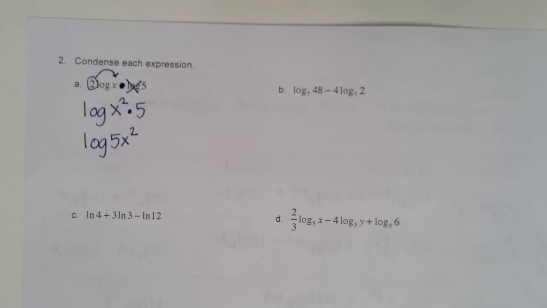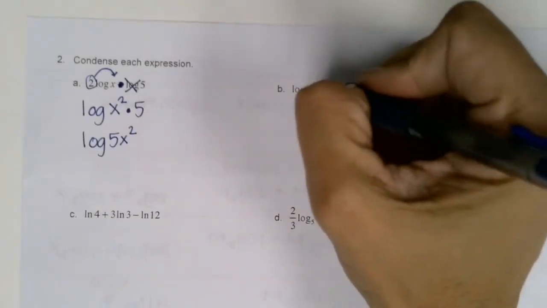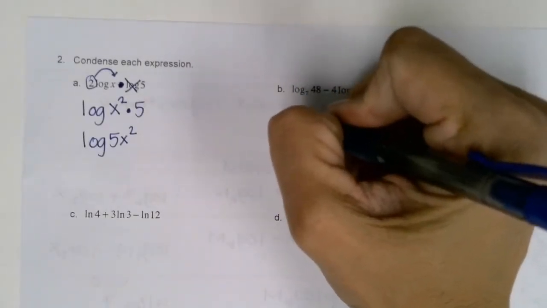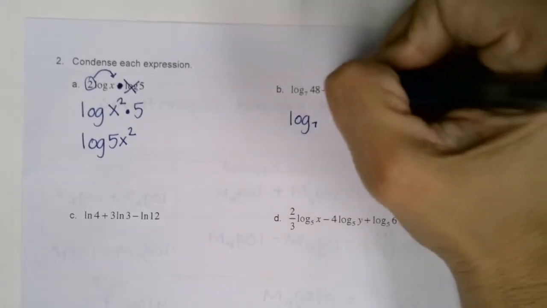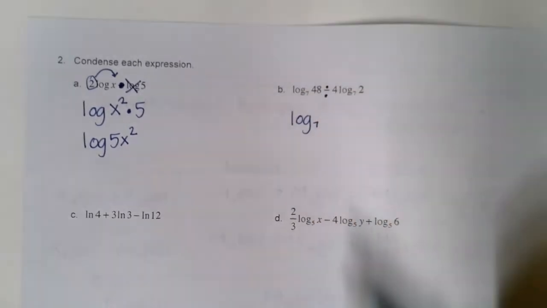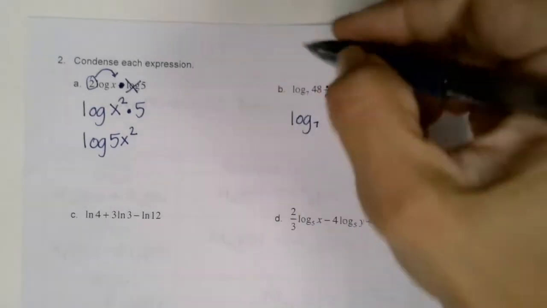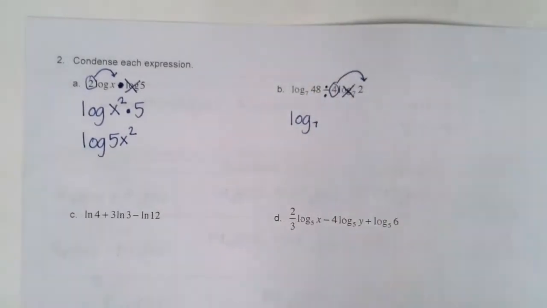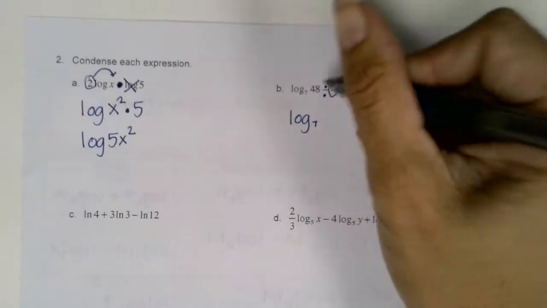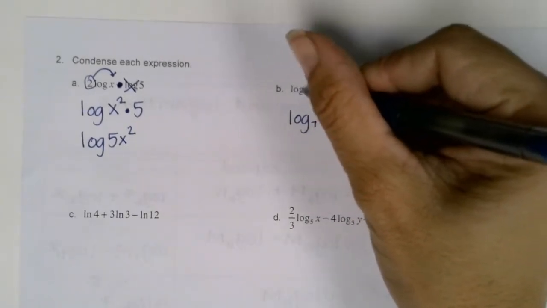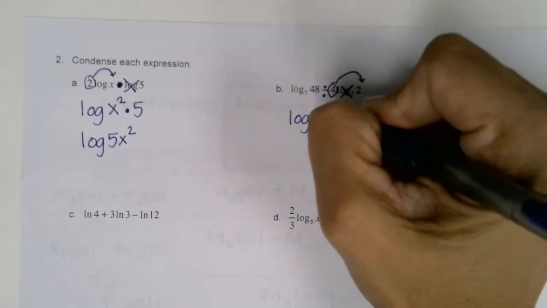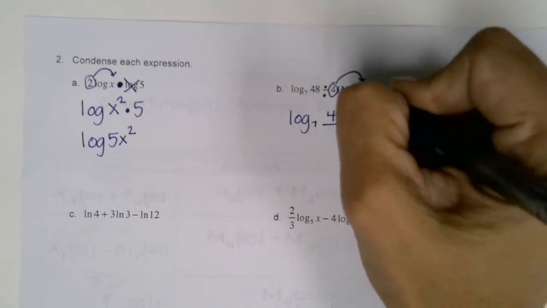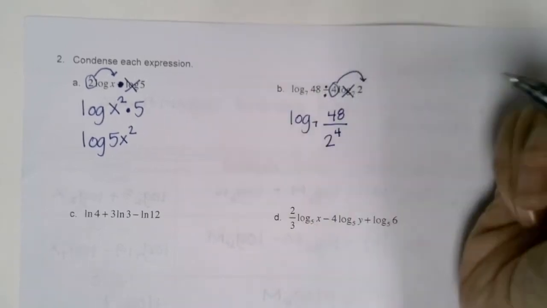Now we're going on to the next one. So we have log base 7, and this minus sign gets changed into division, and then this 4 is going to come up in here, and I only write one logarithm. So I'm just going to read this exactly how it says. Log base 7 of 48 divided by, I have the 2 to the 4th power.